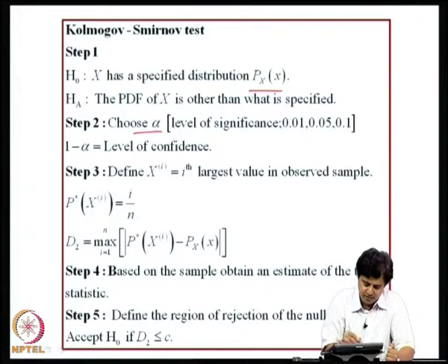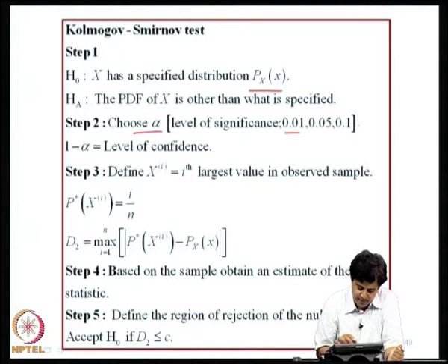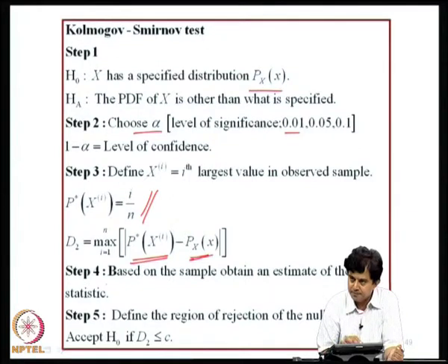We choose alpha again 0.01, 0.05, 0.1, and the test statistic here is based on the empirical probability distribution function. For that, we rank order all the observations and plot x; we define the probability distribution as i over n at the value x of i. Then we define a statistic known as D, which is the maximum of the difference between the observed empirical probability distribution function and the corresponding theoretical probability distribution function. I think this has to be evaluated at x of i.